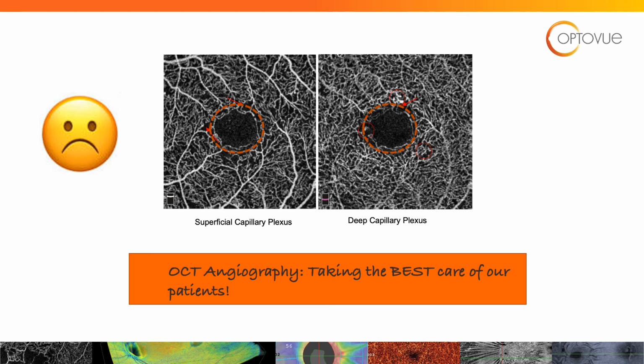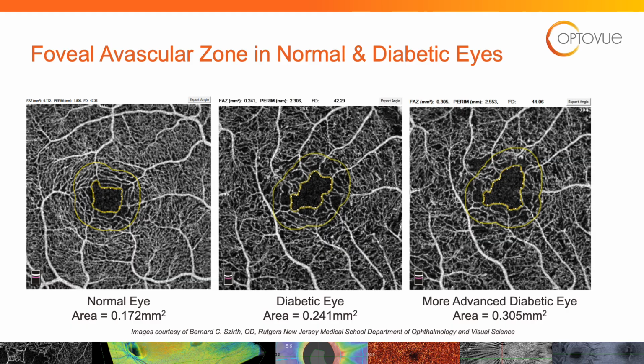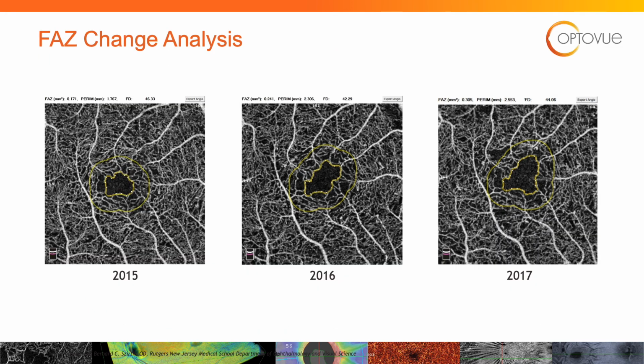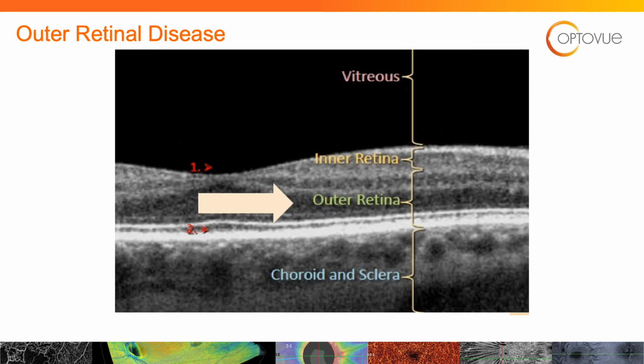There's also a capability of using quantitative software to analyze patients with diabetic eye disease. You can measure the size of the foveolavascular zone and compare it to patients of a normative database. You can also look at patients' foveolavascular zone over time to assess the stability of the condition. You can also use a color-coded vessel density map to assess the classification or status of the diabetic eye disease.